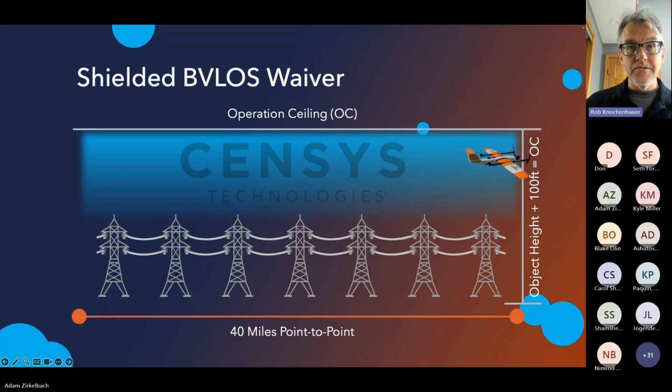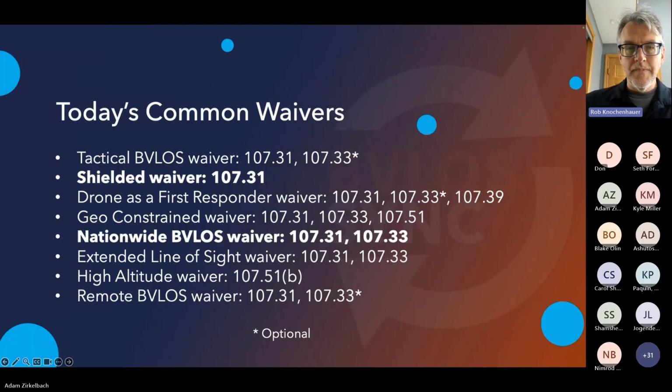You may still have to use visual observers to manage your ground risk, depending on where you're actually conducting the operations. The advantage here is that you're able to fly up to 100 feet above the infrastructure. The disadvantage, of course, is if you needed to capture larger swaths of area, then you may not necessarily be able to capture all that data in a single operation. All right, back to this here.